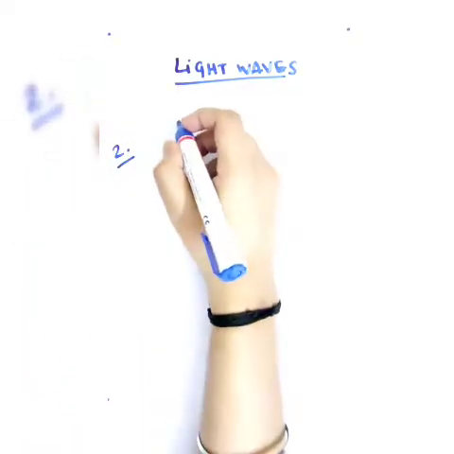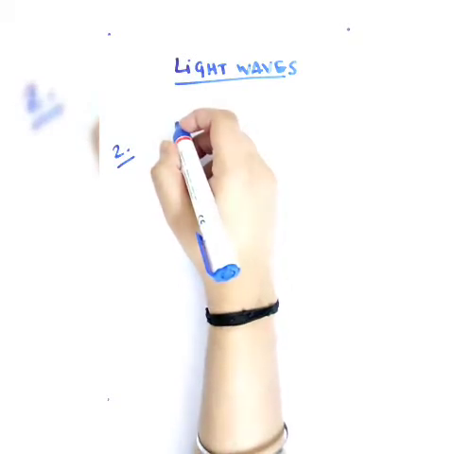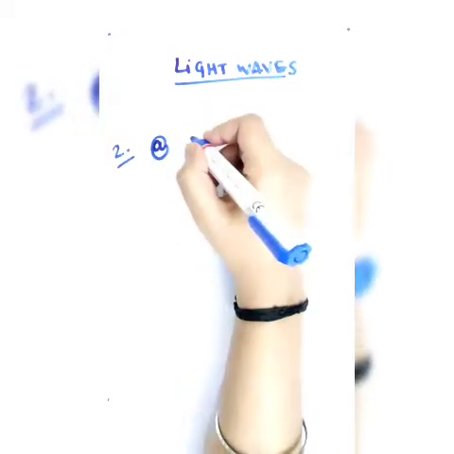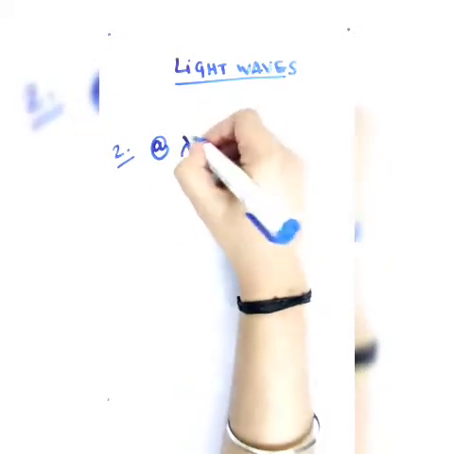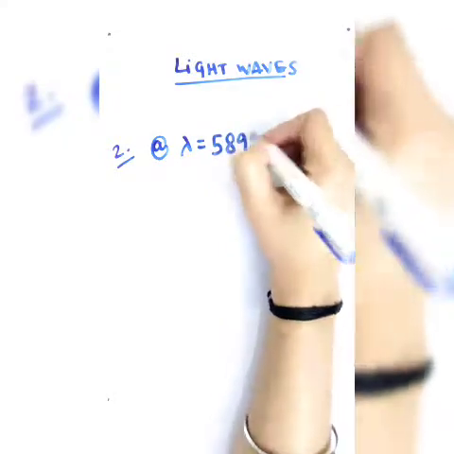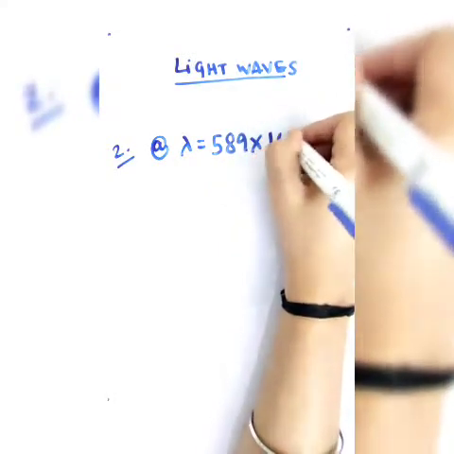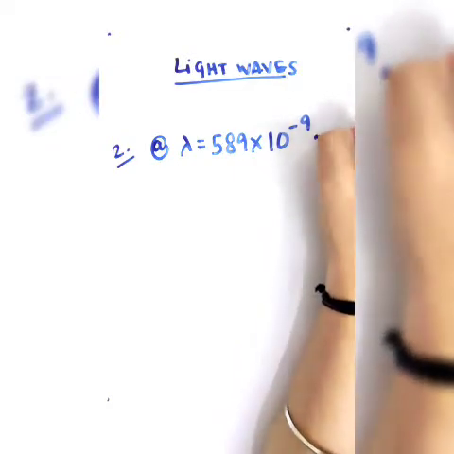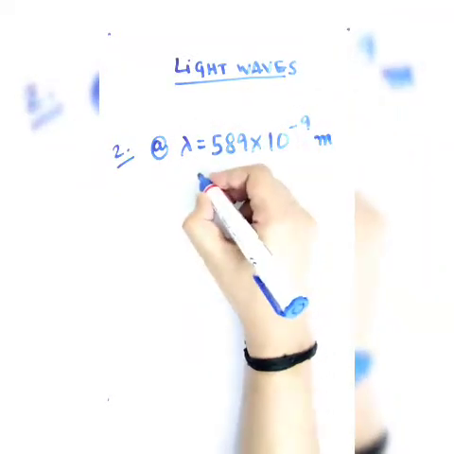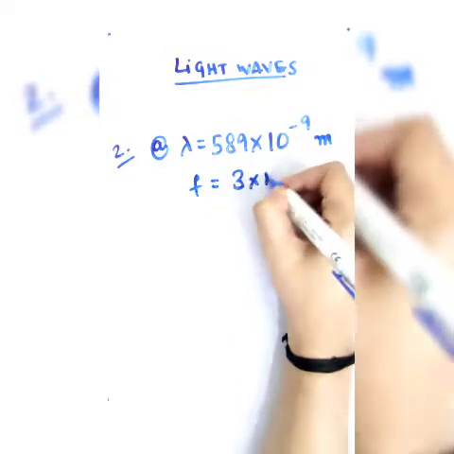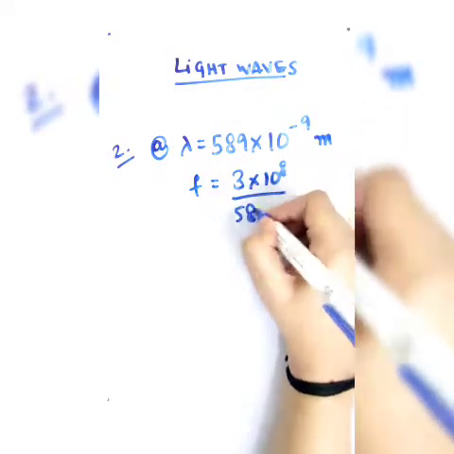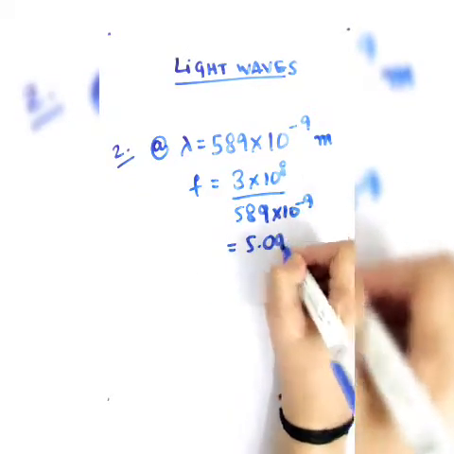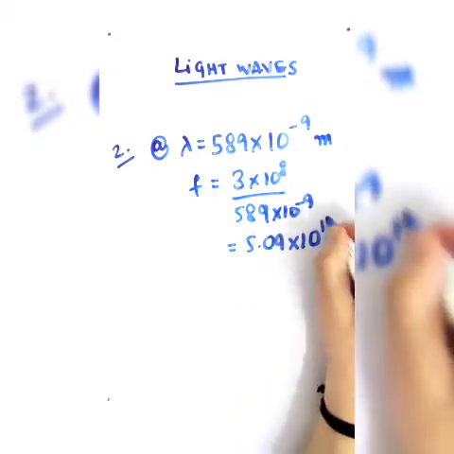Now coming to question number 2. In this we are asked to find out, number 1, first the frequency of the sodium light in air. So lambda is given to be 589 nanometers, so that is 589 into 10 power minus 9 meters. So frequency would be speed of light divided by the wavelength. So the value comes out to be 5.09 into 10 power 14 hertz.